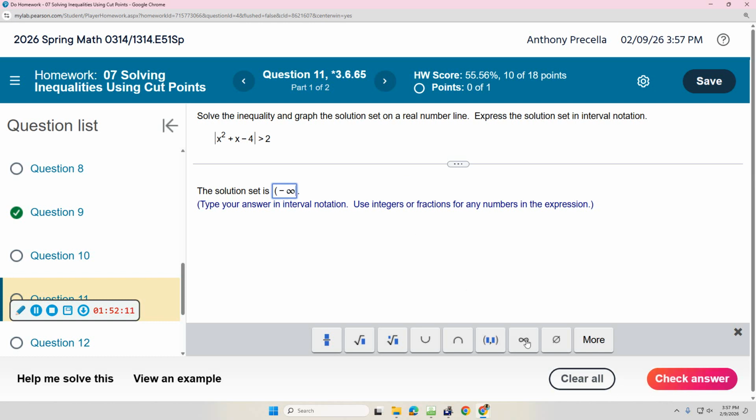I hate the mystery. They draw 3 number lines for this one problem. How many number lines will you have for an inequality? With the cut point method, only 1 number line.